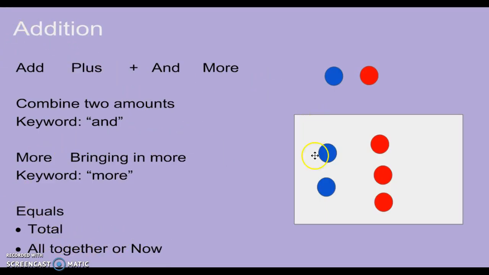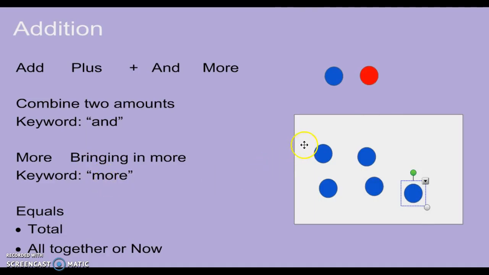Okay, now let's do an example of bringing in more. So let's say there are two birds in the tree and three more fly in and join them. So you heard me say the keyword more. I started with 2, 3 more came in and joined them. So still addition, I'm going to combine these two amounts and I'm going to get a total, and it's going to be what I have now.